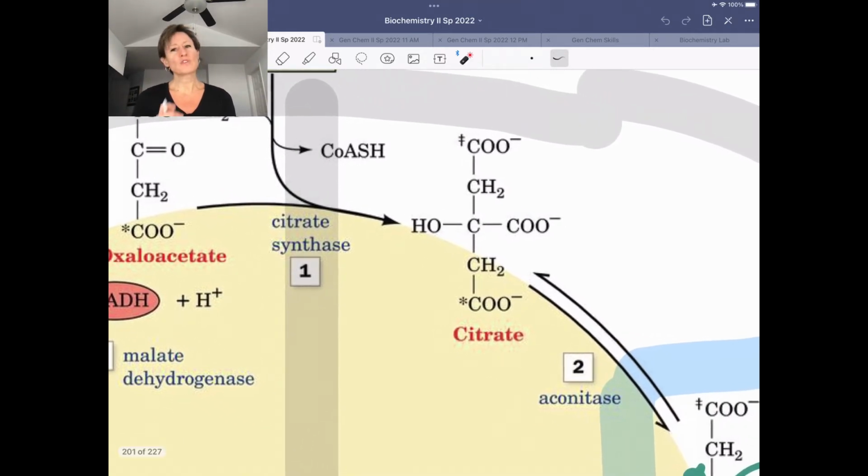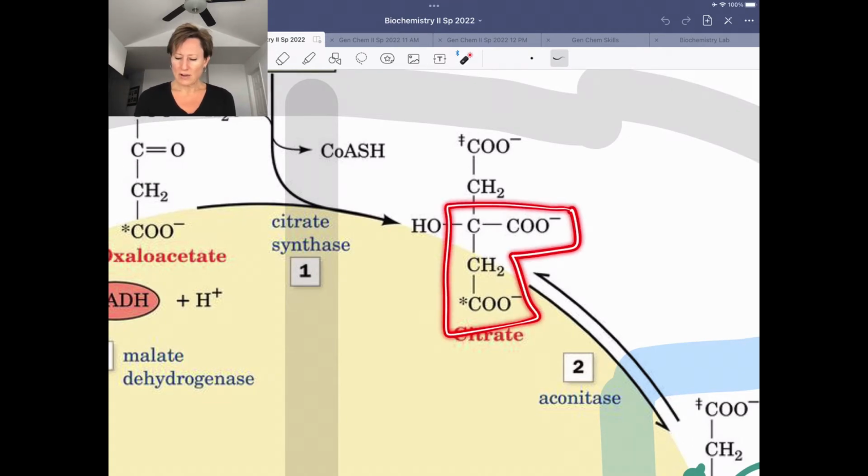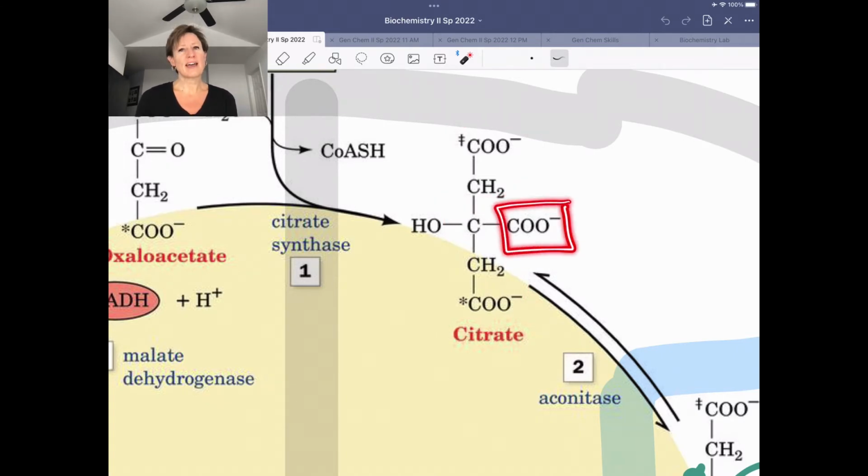I want to highlight just for a minute with citrate. Again, these were the 4 carbons that came from oxaloacetate. These were the 2 carbons that came from acetyl-CoA. This is the carboxylic acid that comes off first as our first CO2, and then this is the carbon that's going to come off as our second carbon dioxide.